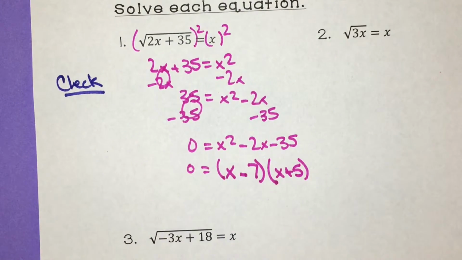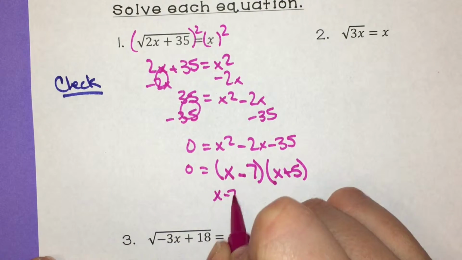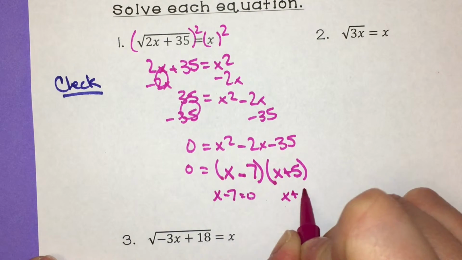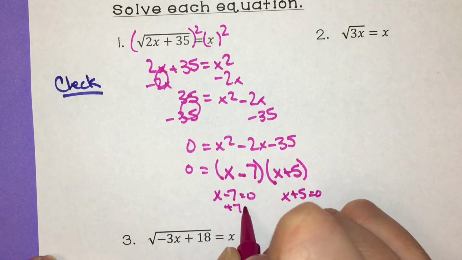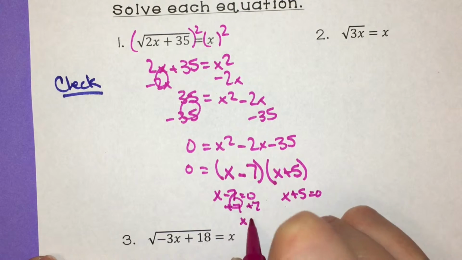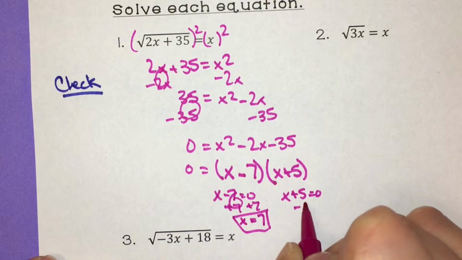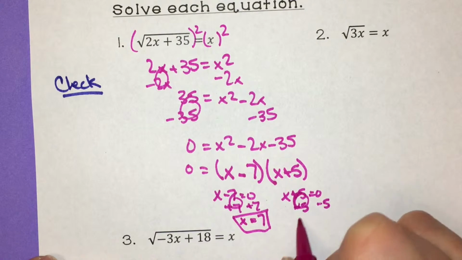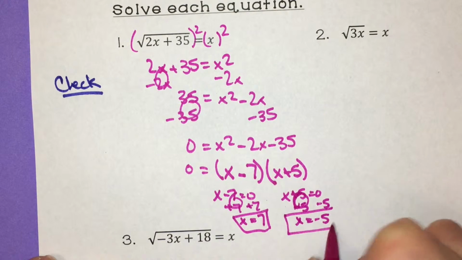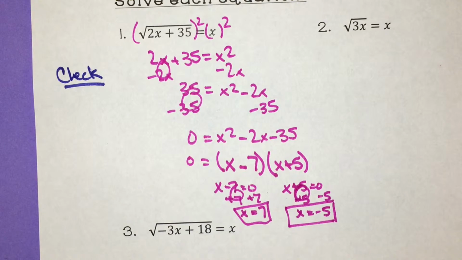Oh, I didn't finish solving. Here, x minus 7 equals 0, x plus 5 equals 0. Add 7 to get x equals 7. Subtract 5 to get x equals negative 5. Okay, now we can go back and check.